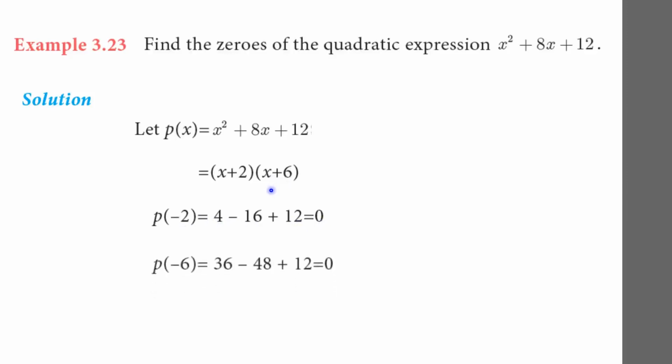Similarly, we said we can substitute -6 for x. -6 the whole square gives +36. Plus 8 into -6 gives -48, here +12. So 36 plus 12 means 48, 48 minus 48 means 0. Since we get 0 by substituting both values, therefore -2 and -6 are zeros of this quadratic expression.